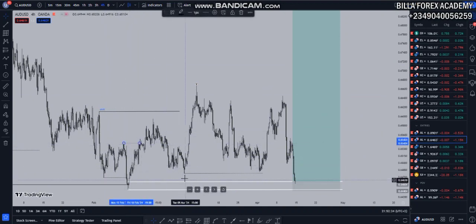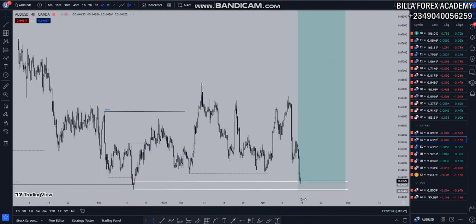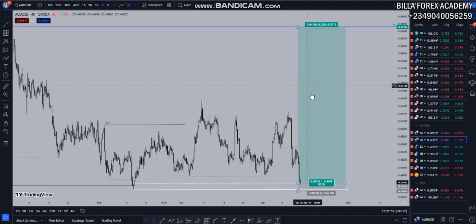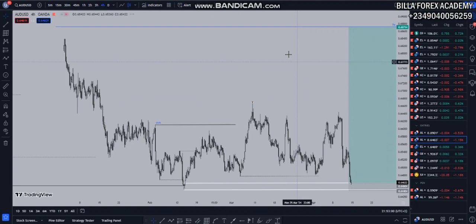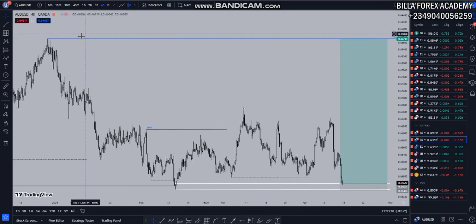Then what's happened? We have our inducement that did not mitigate our order block over here. After the inducement creates a break over here, I'm expecting price to pull back to our order block before going back up. So from here, I'm expecting price to reverse back up to take out this high, our buy side liquidity over here. But my main zone on the daily time frame is this high. I have a high here that I'm expecting price to take out up here.